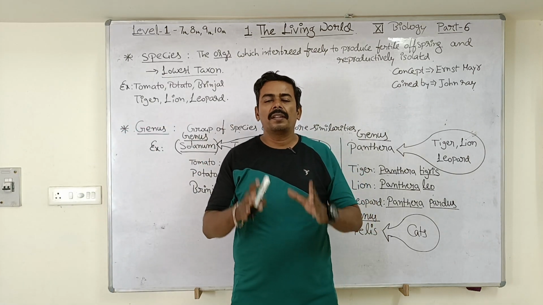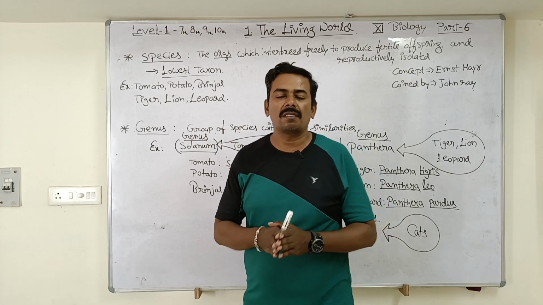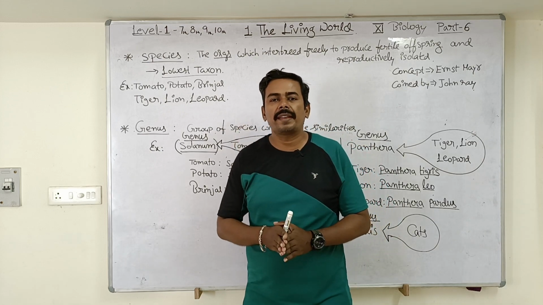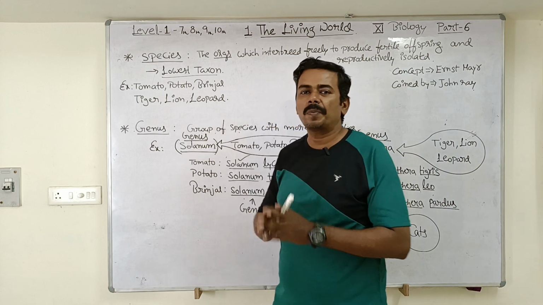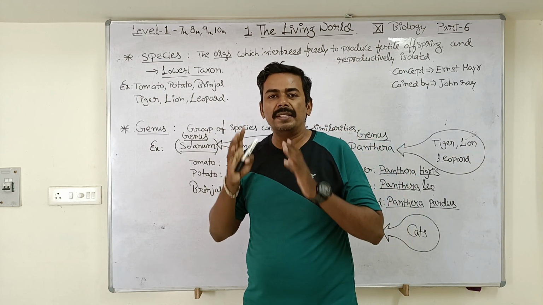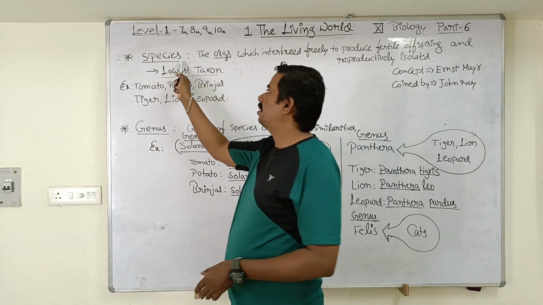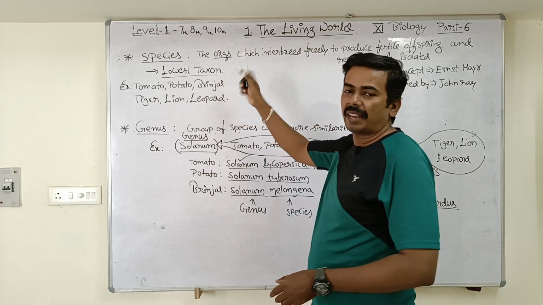My dear friends, in the taxonomic hierarchy, we have discussed that there are 7 different categories or taxons. Who is the lowest taxon? The lowest taxon is species. So now we are going to discuss one by one taxon in detail. First we will start with the lowest taxon, species. Species is the lowest taxon.